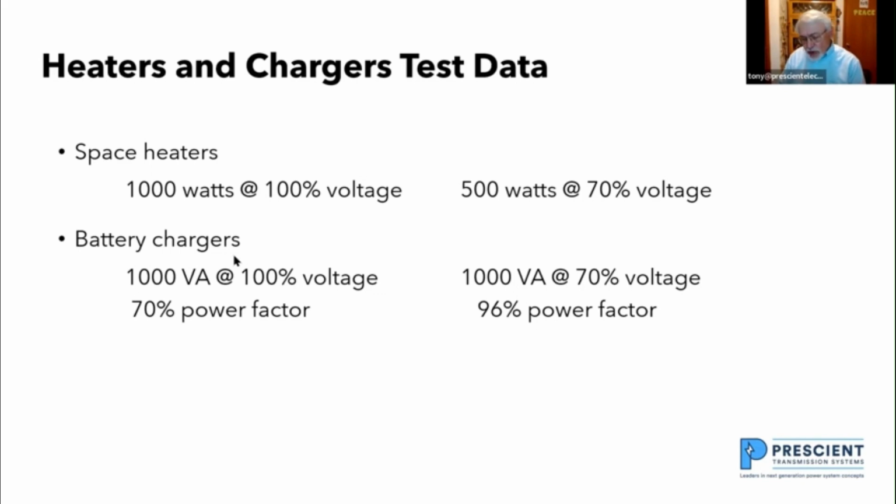Then we tested battery chargers. On battery chargers, we were getting 1,000 volt amps at 100% voltage and a 70% power factor. We dropped the voltage to 70% and we still got 1,000 volt amps being consumed by the battery charger, but the power factor improved. It went up to 96%.